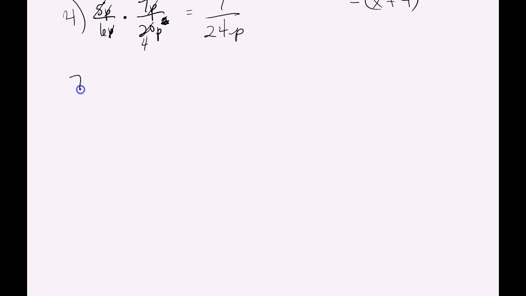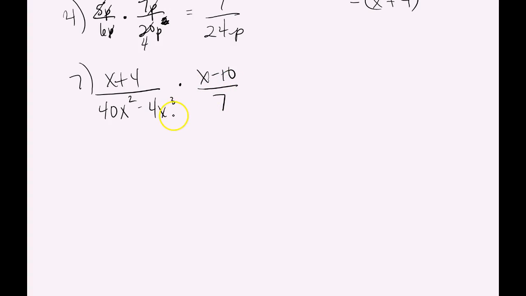Number 7 is going to be, same thing, I'm going to flip this as I write it. 40x squared minus 4x cubed, okay, times. Alright, so what can I do? Looks like in the denominator here, I'm going to take out a 4x squared, which means this will be a 10 minus an x, okay? So all of that's gone, and I wrote it that way, okay?